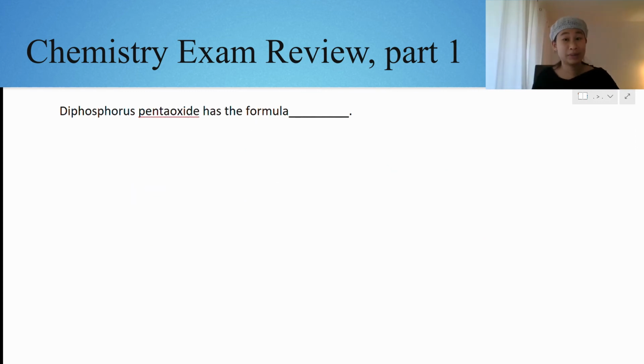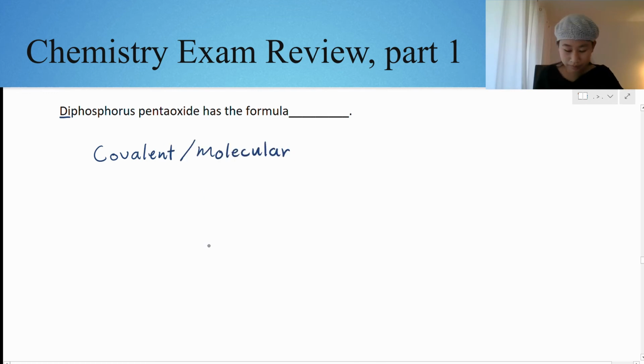Here is another naming problem. Diphosphorus pentaoxide has the formula. Okay, so we need to find the formula. So diphosphorus pentaoxide. Notice that we have di and we have penta, which means these are prefixes, okay, which means this is a covalent or molecular compound. Either name works. And we know that these types of compounds are made of 2 nonmetals, or more nonmetals, but in this case it's just 2.